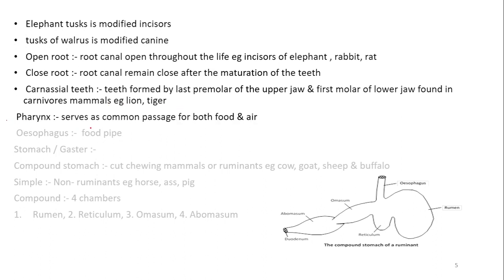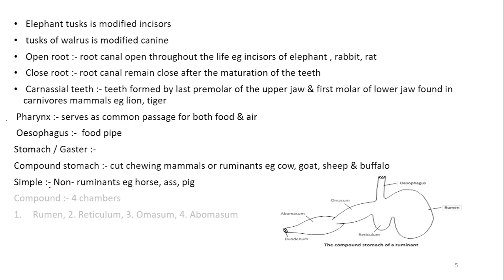Pharynx serves as a common passage for both food and air. Esophagus is also known as the food pipe. Stomach is also known as gaster. Compound stomach is found in cud chewing mammals or ruminants, for example cow, goat, sheep and buffalo. Simple type of stomach is found in non-ruminants, for example horse, ass, pig.